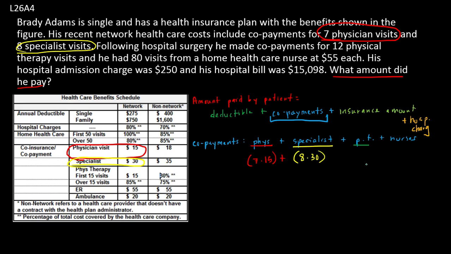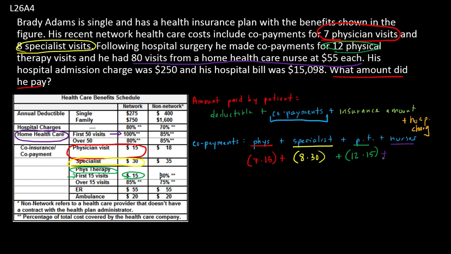Moving down the line, we get to a physical therapist. There were 12 physical therapy visits. I see that physical therapy visits cost $15 a piece for the first 15. Now, it doesn't matter what happens after that because we did not exceed 15 visits. We only did 12. So that's 12 visits at $15 a piece. All right, and finally we get to the nurses. So he had 80 visits from a home healthcare nurse at $55 each. So if we look on the table where it says home healthcare, we find that the first 50 visits are 100% covered.